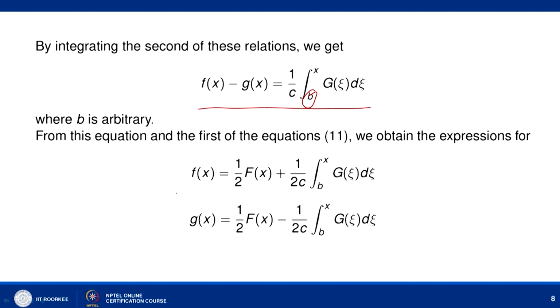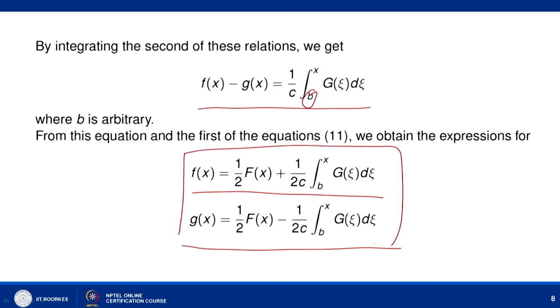Now, similarly you can simplify and get f of x as 1 by 2 f of x plus 1 upon 2c times the integral from b to x of g xi d xi, and g of x as 1 upon 2 f of x minus 1 upon 2c times the integral from b to x of g xi d xi. Once we have the value of the arbitrary constant, we assume that the equation satisfies the initial conditions, that is u of x at t equal to 0 is f of x and u t of x at 0 is g of x.